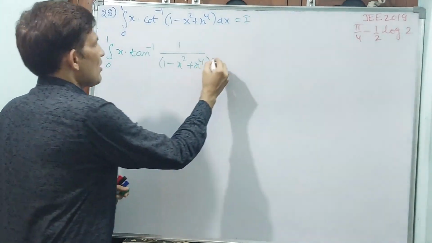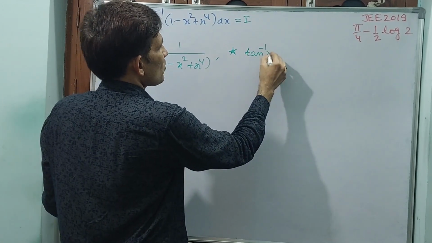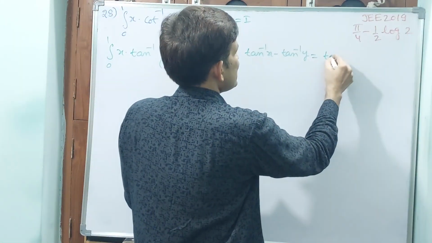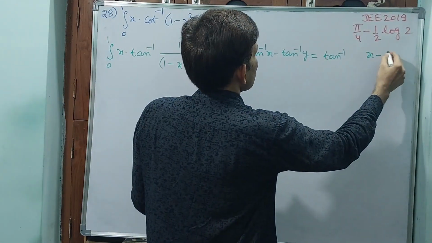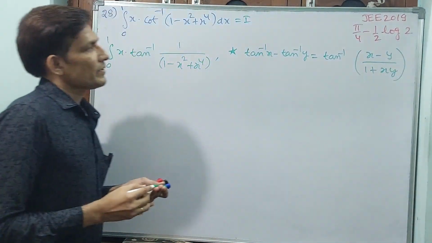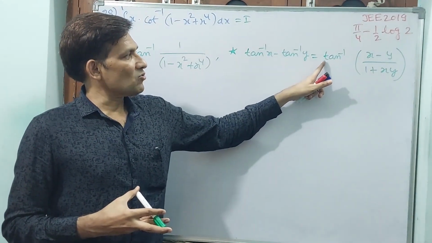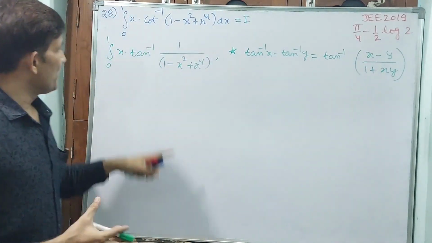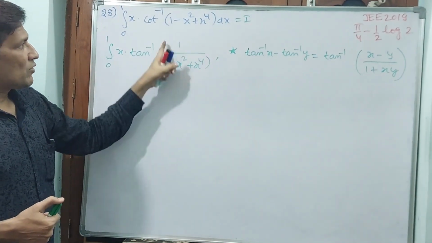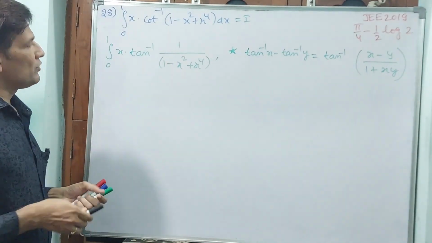And one formula I am writing here, observe carefully. If you know this formula, tan inverse of x minus tan inverse of y is equal to tan inverse of (x minus y) by (1 plus xy). The star mark shows the formula. You have to change this into that form. How I am changing, observe carefully. This is crucial for this question.